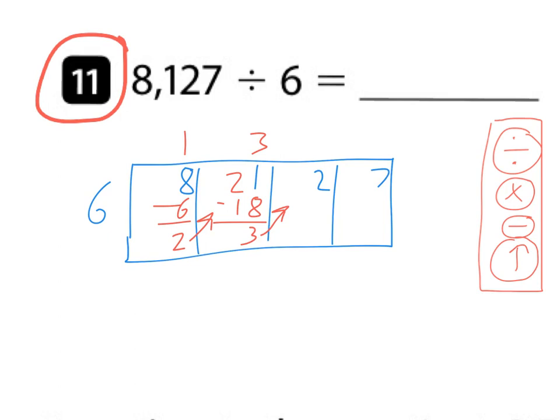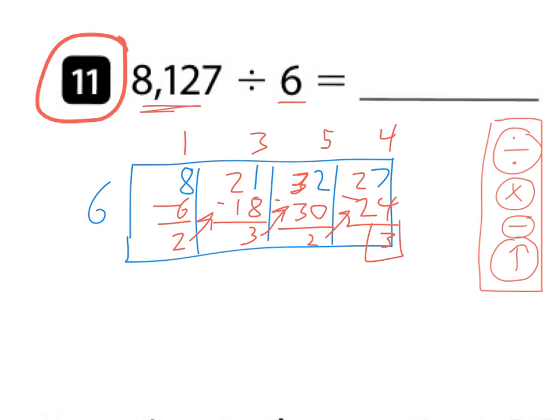Subtract, bring up. So 6 goes into 32 5 times. 5 times 6 is 30. 32 minus 30 would give me a difference of 2. Bring that 2 up. Start the whole process over. 6 goes into 27 4 times. 4 times 6 is 24. Subtract 3. So we get a remainder of 3. So 6 does not divide evenly into 8,127, but my quotient is 1,354, remainder 3.